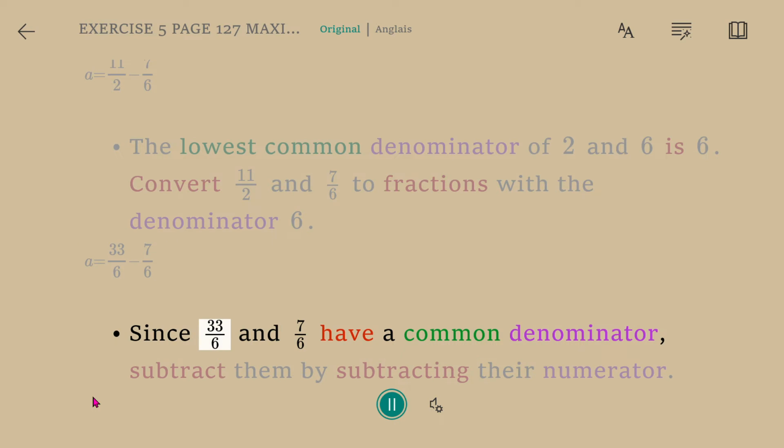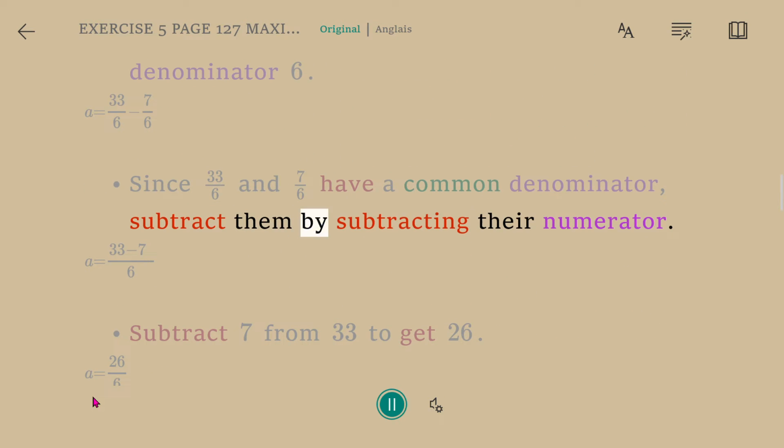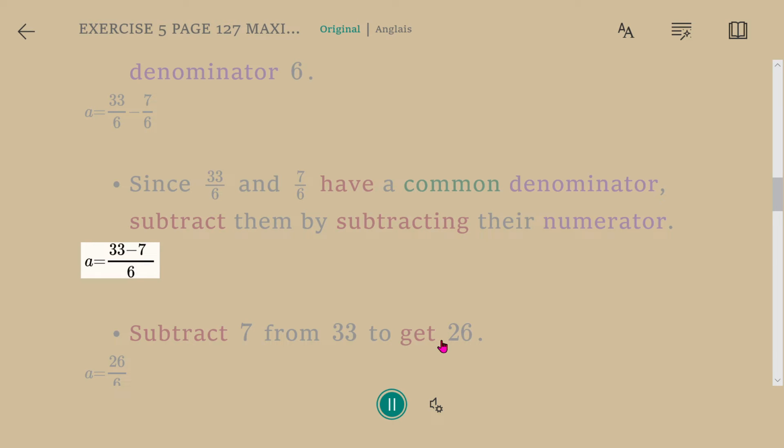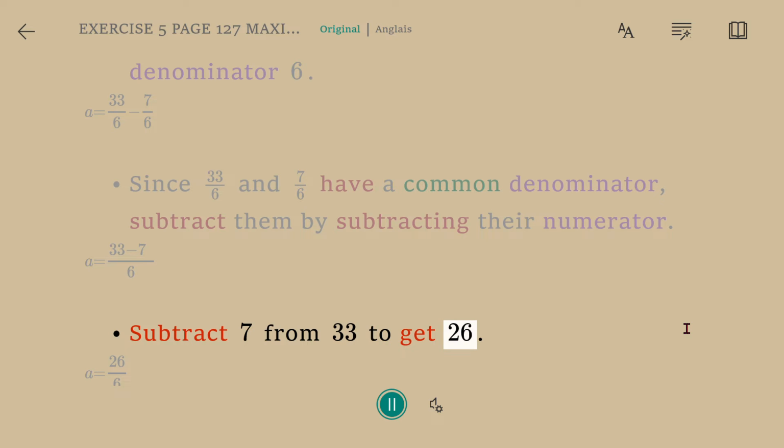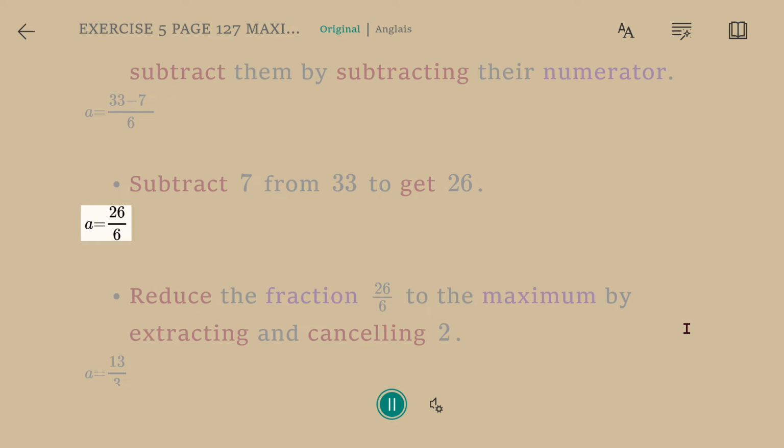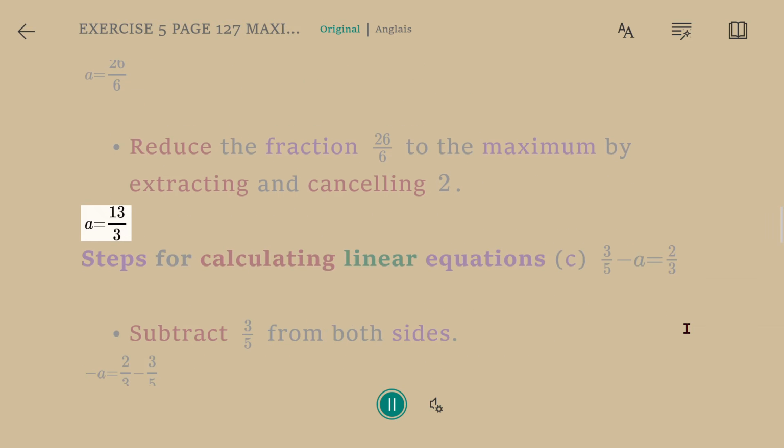Since 33/6 and 7/6 have a common denominator, subtract them by subtracting their numerators. B equals 33 minus 7 over 6. Subtract 7 from 33 to get 26. B equals 26/6. Reduce the fraction 26/6 to the maximum by extracting and canceling 2. B equals 13/3. Steps for calculating linear equations.